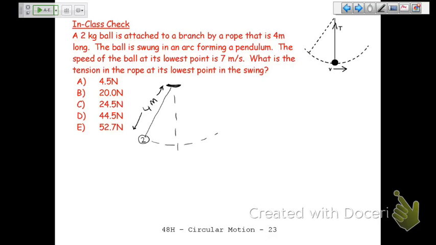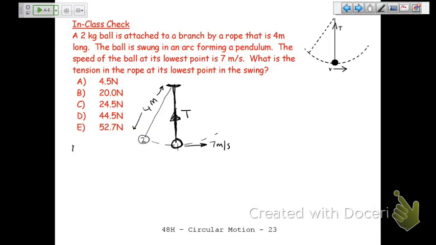And the ball swung in an arc, forming a pendulum, so it's going to go backwards and forwards like swings do. The speed of the ball at its lowest point, oh, that's interesting. So now I'm down here, and the speed of the ball at its lowest point is 7 meters per second. And then what is the tension in the rope at its lowest point? So I really need to visualize the lowest point. And I see that the tension in the rope is pointing upwards. And that's what I want to find out.